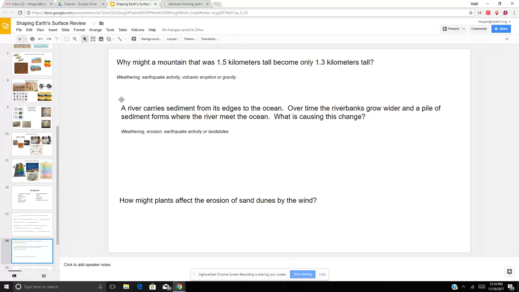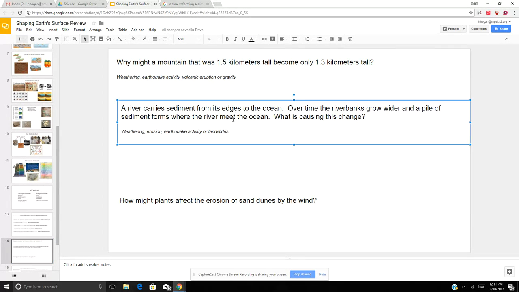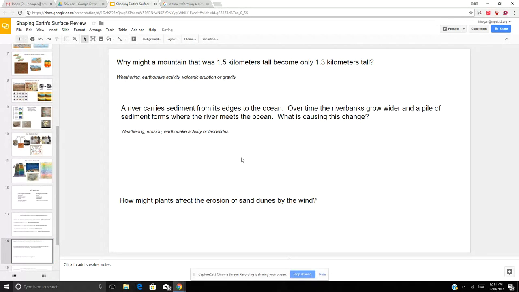Here's another thinking question. A river carries sediment from its edges to the ocean. So it's carrying the sediment. Over time, the riverbanks, so the sides of the river, grow wider, and a pile of sediment forms where the river meets the ocean. What is causing this change? What is making the sediment be carried to another place?